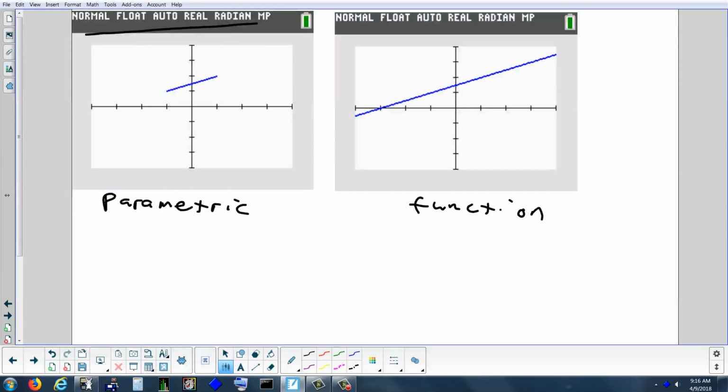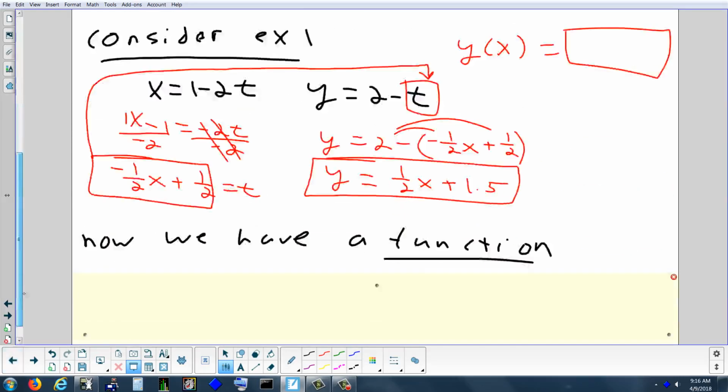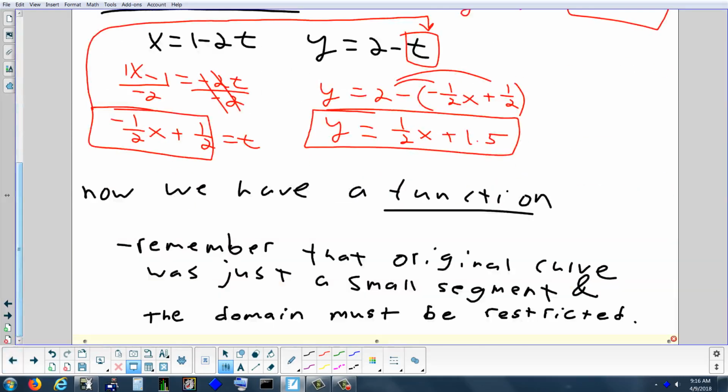Okay, do those look the same? The parametric is within the function. It's part of it, right? The parametric had a start and a stop. A function doesn't, right? It kept going. Where this should really start is 1, comma 2. And where it should have stopped was -1, comma 1. We should only be seeing the section between those dots. So what we have to remember when we draw something as a function is that the original curve is usually just part of it.